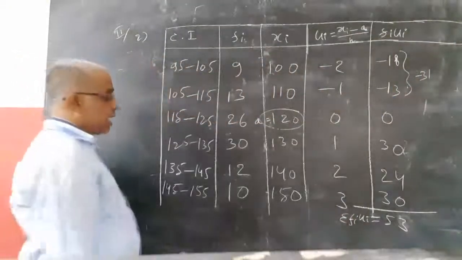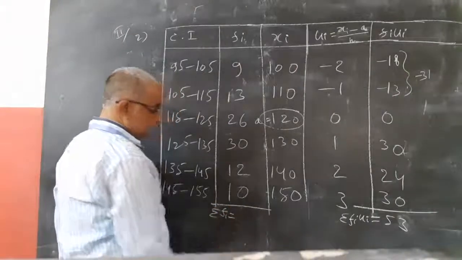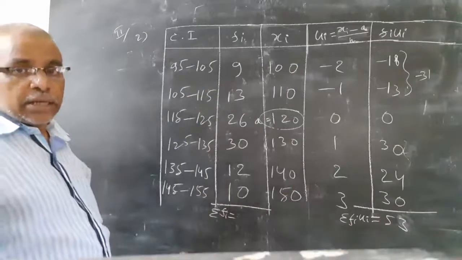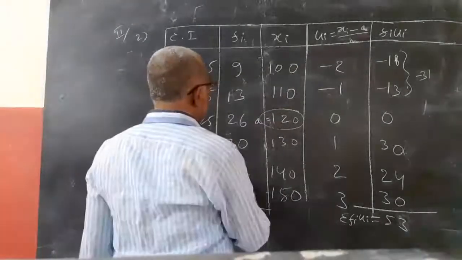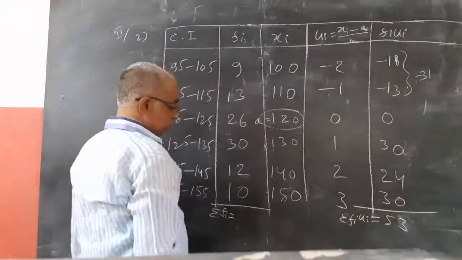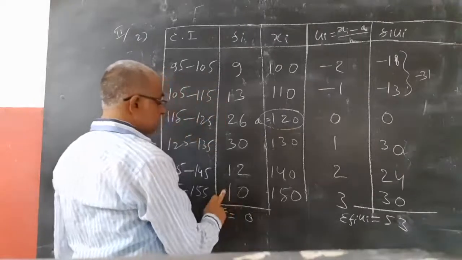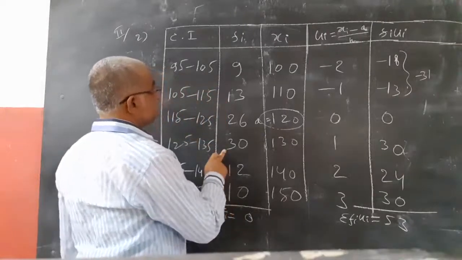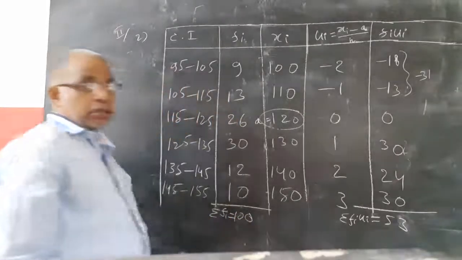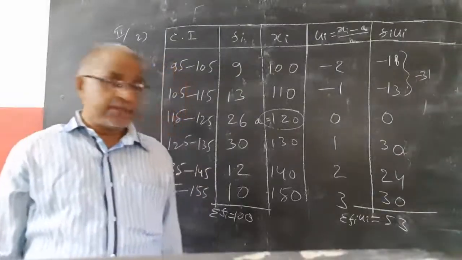And I want sigma fi. What is the value of sigma fi? Adding all these gives sigma fi. 2, 6 plus 2 is 8, 8 plus 3 is 11, 11 plus 9 is 20, and so on, giving 100. So sigma fi is 100 and sigma fi ui is 53.